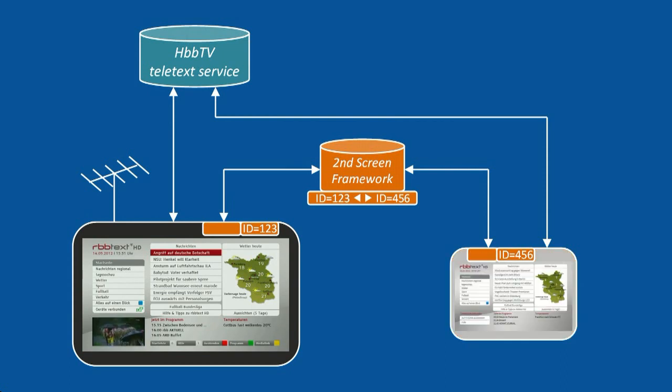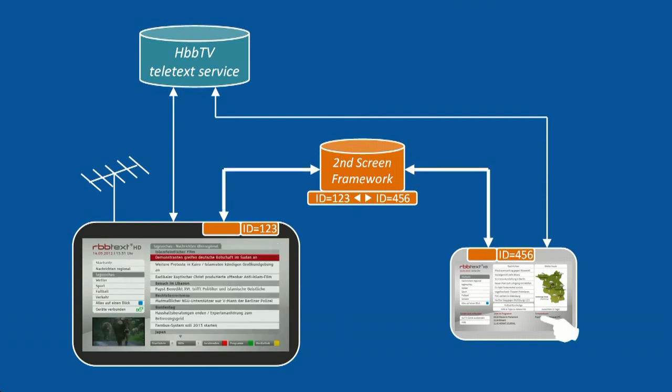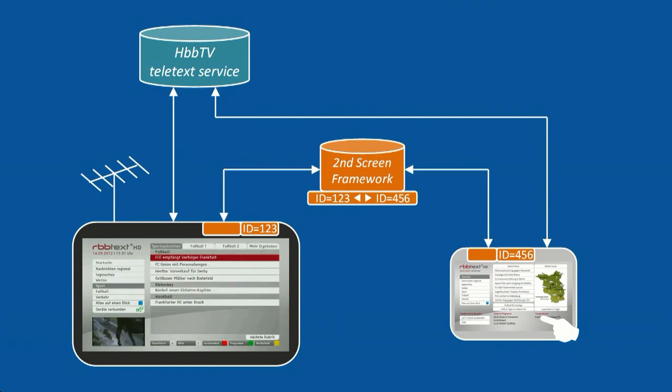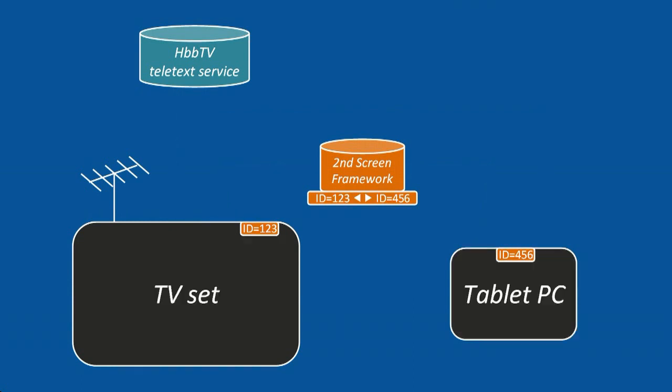Now both versions of the teletext are running, and by using the components of the second screen framework, they can exchange information via the framework server. This can be used to control the content on the TV screen via the tablet. When both devices are switched off later, only the cookies with the device IDs remain, plus a database entry in the framework server.